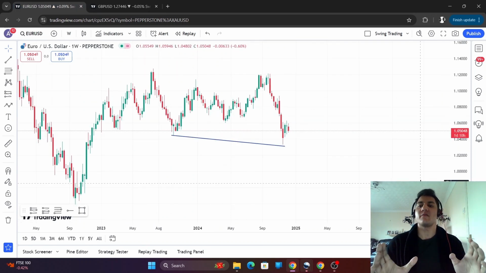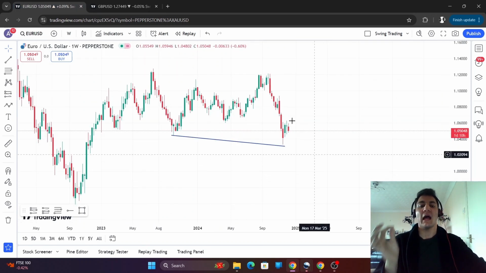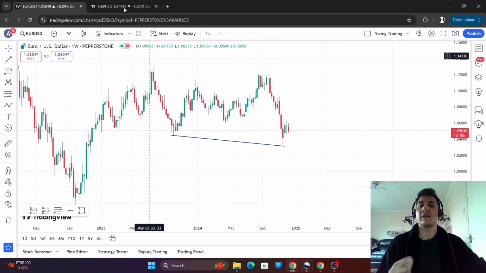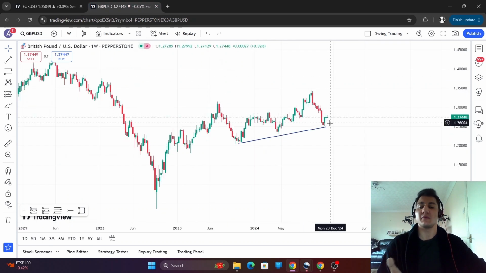Okay, so what do we do with that information? It means we're going to get to the lower time frames, and we're only going to look to short EURUSD, and we're only going to look to buy GBP/USD. That's simple, and I'm going to show you some examples now.